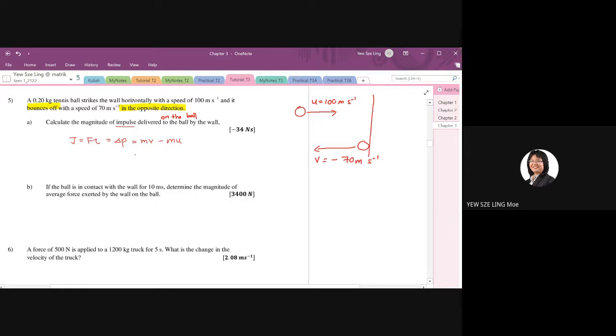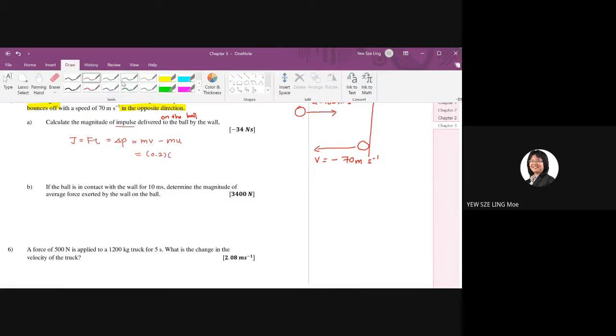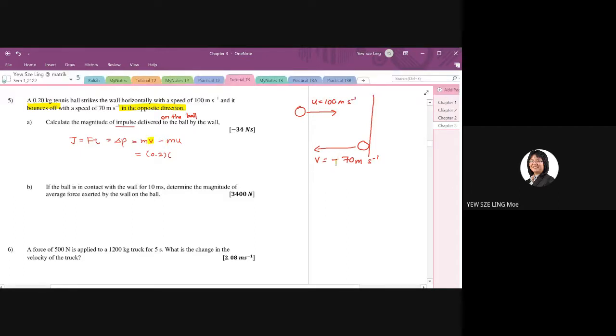So now we can solve the question. So m is 0.2, v, okay, final velocity. So final velocity, what do we have? We have a negative value. So make sure to include the negative sign in your calculation. So negative 70 minus, m which is 0.2, initial is 100. All right. So your final answer is equal to negative 34 Ns, Newton second. Okay, Newton second. So this is the final answer.